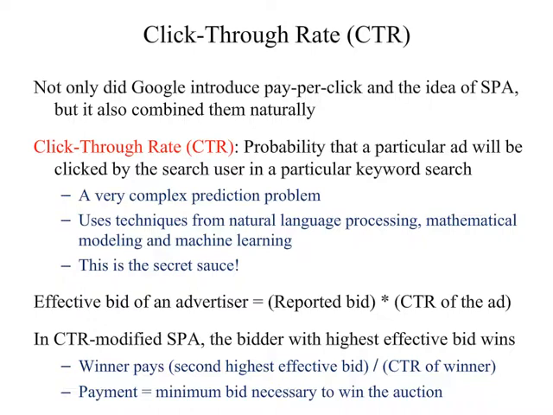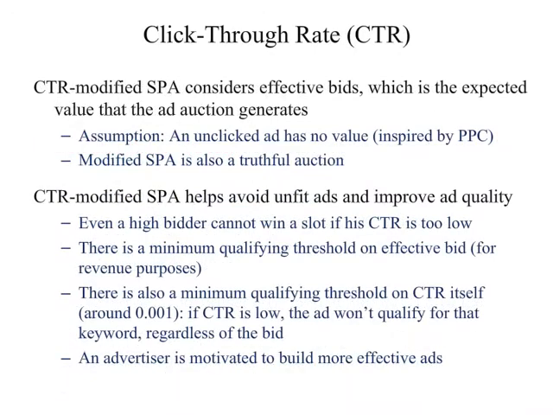I might bid $100 on a keyword that has nothing to do with my company, and nobody is ever going to click on it. So what's the point? Why should Google show it? This CTR weighting did that. It essentially threw out ads that were not suitable. Just because somebody bid on it doesn't mean I should show it.